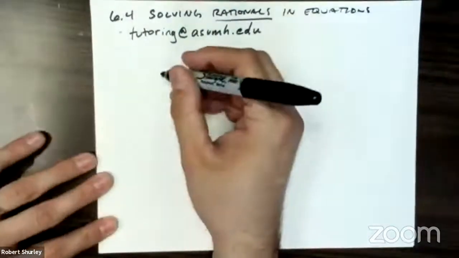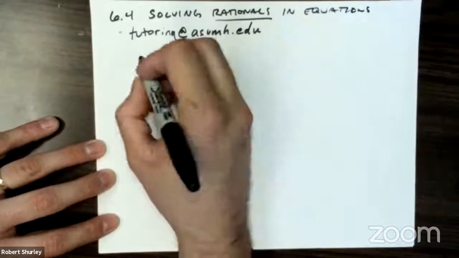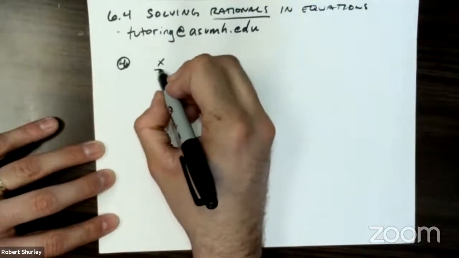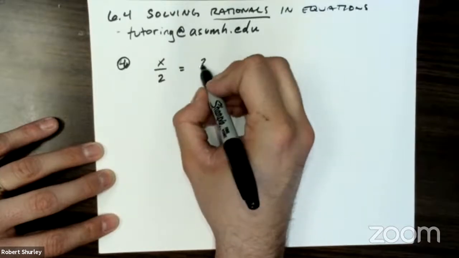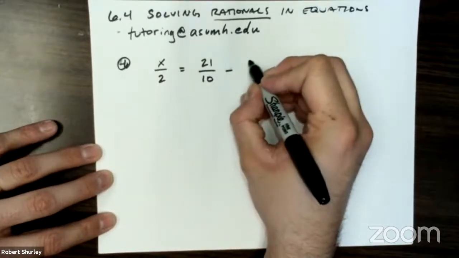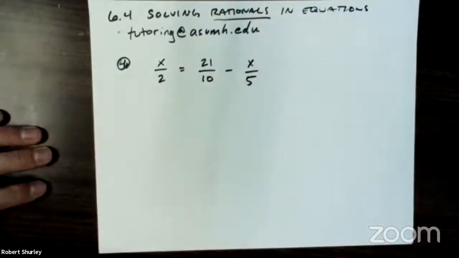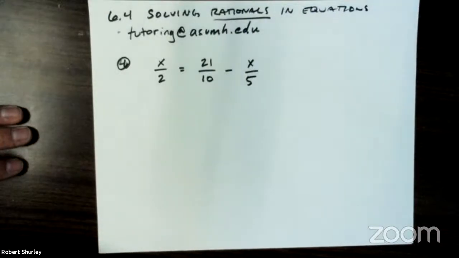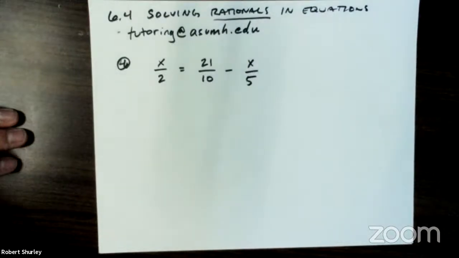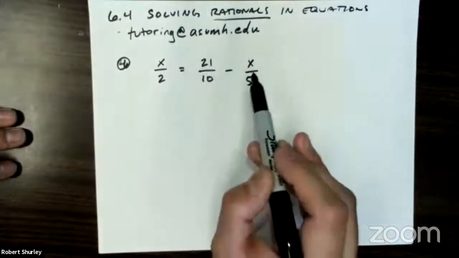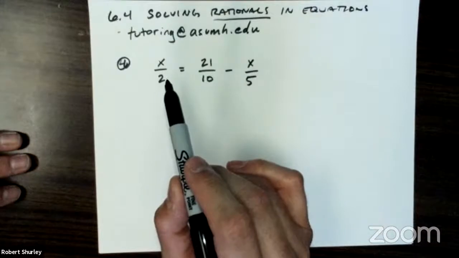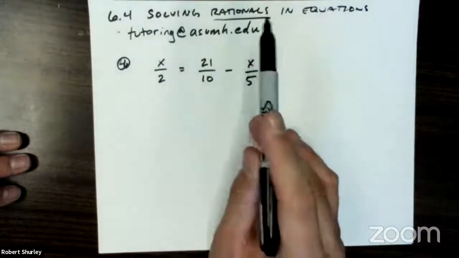So let's look at a basic example first. This is number 4 in your homework. These are really taught easiest with examples. x over 2 equals 21 over 10 minus x over 5. So this is an equation. It's got an equal sign. That wasn't in 6.1 or 6.3. So we're going to be solving for x instead of simplifying fractions. And it's a rational because we have fractions. I know each one of these denominators doesn't contain an x, so it's not a big deal. But we do have fractions, so it's considered rational.